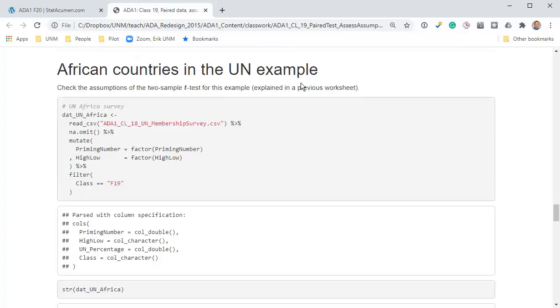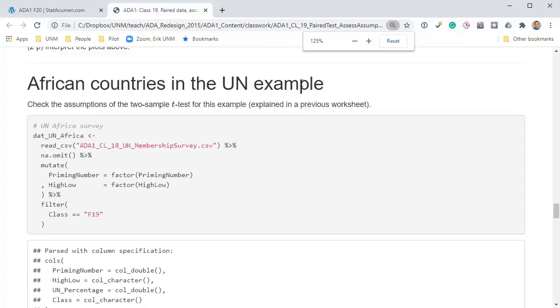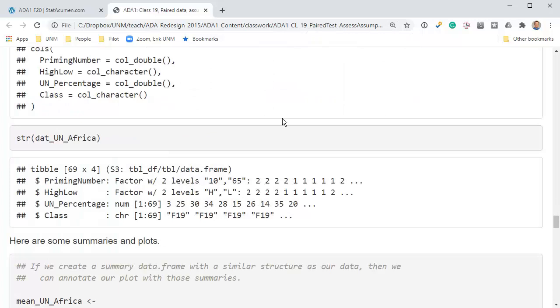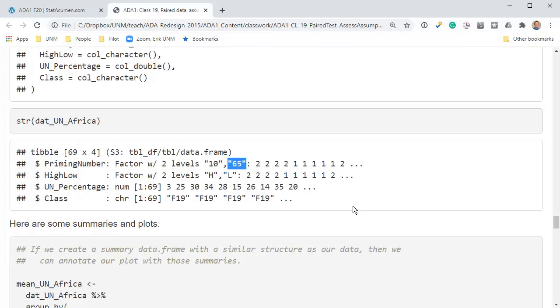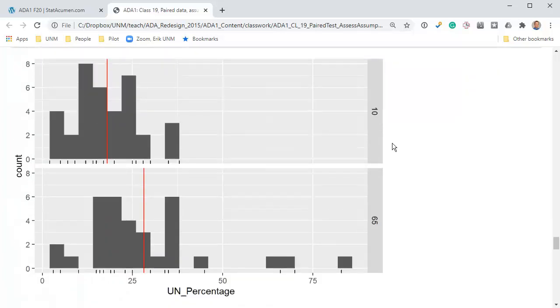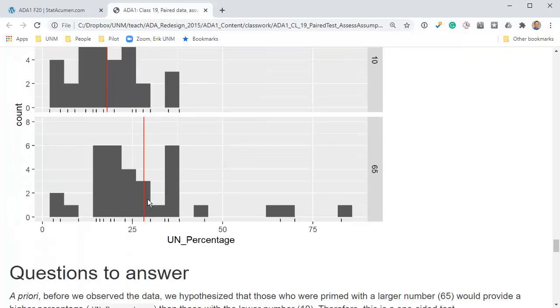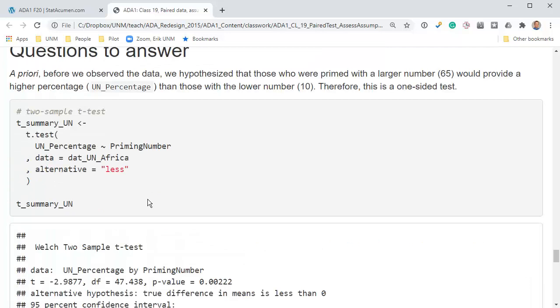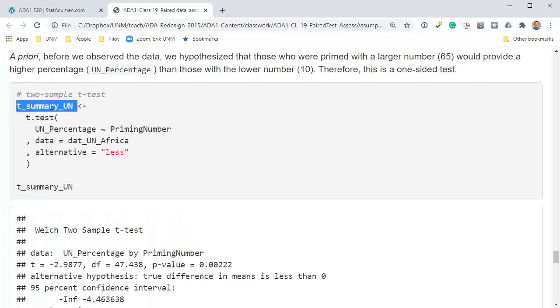In the second example, we've got the African countries example. In this case, we have two separate samples. We have people who were primed with the number 10 and people who were primed with the number 65. Recall that the people who had the 10 gave a lower number than people who were primed with the 65. We want to know whether these two means are different from each other. You answered this question in the last assignment, so we can use the t-test to answer that question.